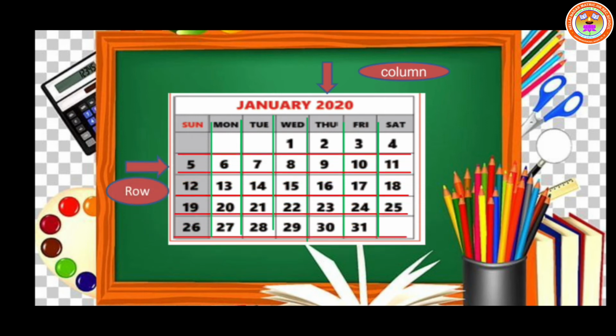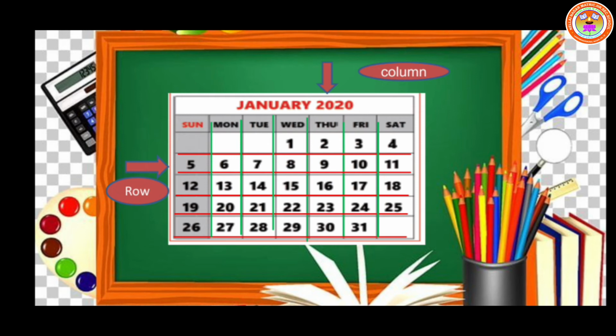Now, is it clear to you, right? Rows and columns. Is it clear? Now you know how to find the rows and columns. I've just indicated them using arrow marks. Okay, students.